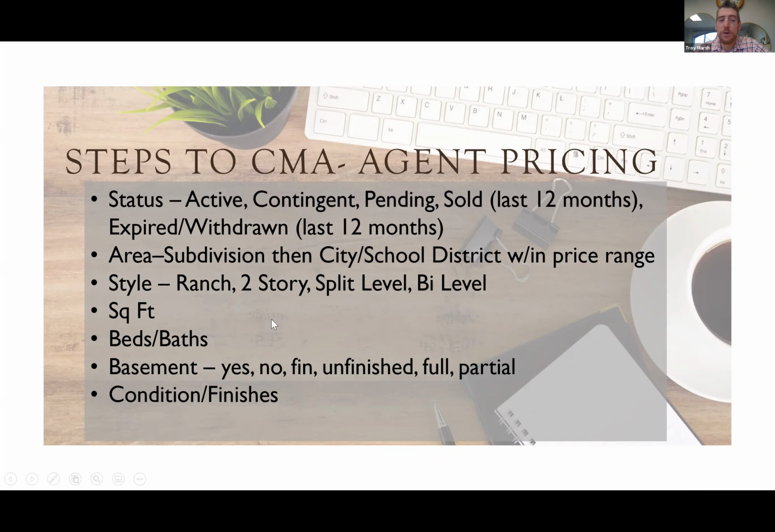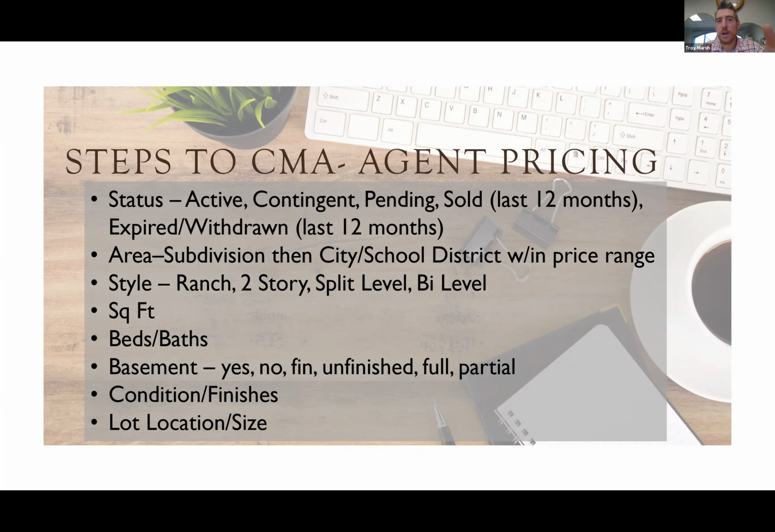And then the last thing you are going to consider, which sometimes could be the most important, is the condition and finishes. And so we'll dig into that. Actually, I guess I lied. The last thing is going to be the lot size and location.